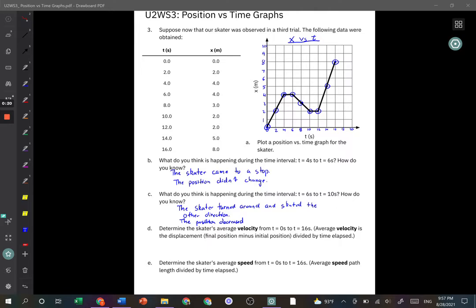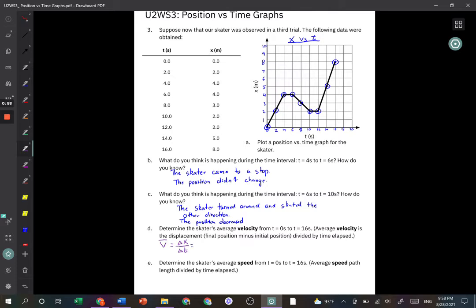Average velocity is the displacement, final position minus initial position, divided by time elapsed. So when we're calculating our average velocity, velocity is represented with the lowercase v, and the mathematical way of representing something as an average is to put a horizontal line above that variable. That's going to be represented by our change in position, represented by the letter x, over our change in time.